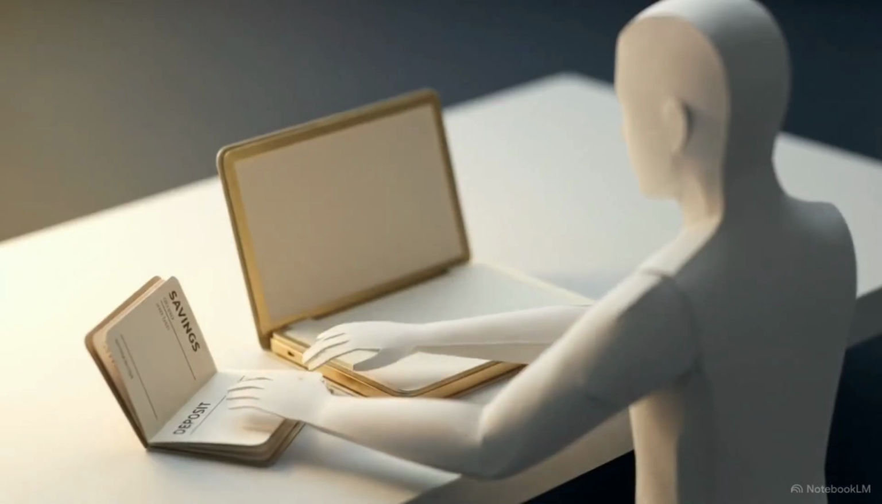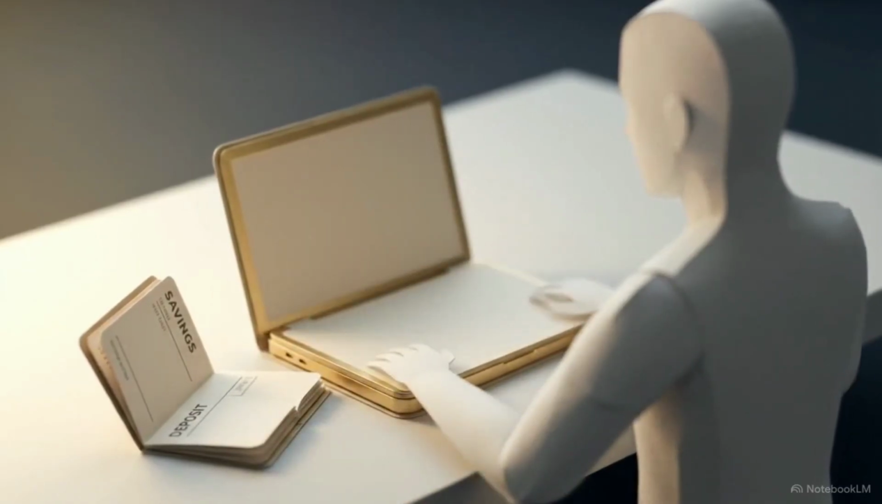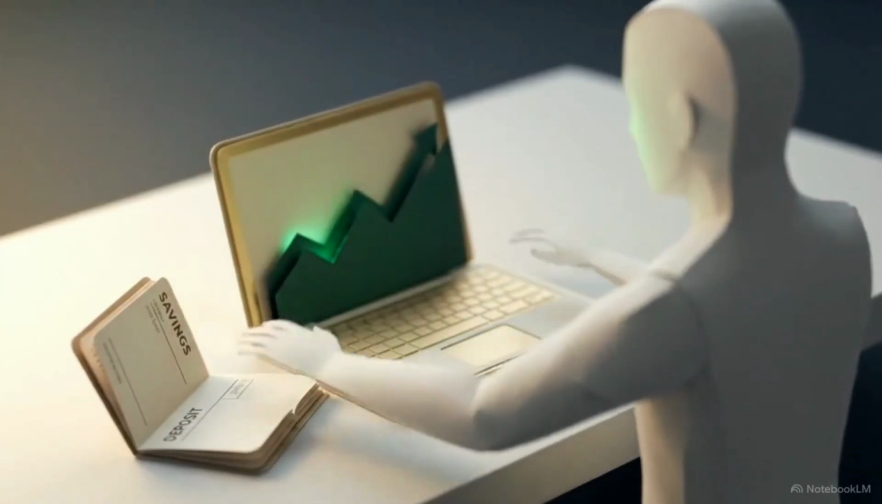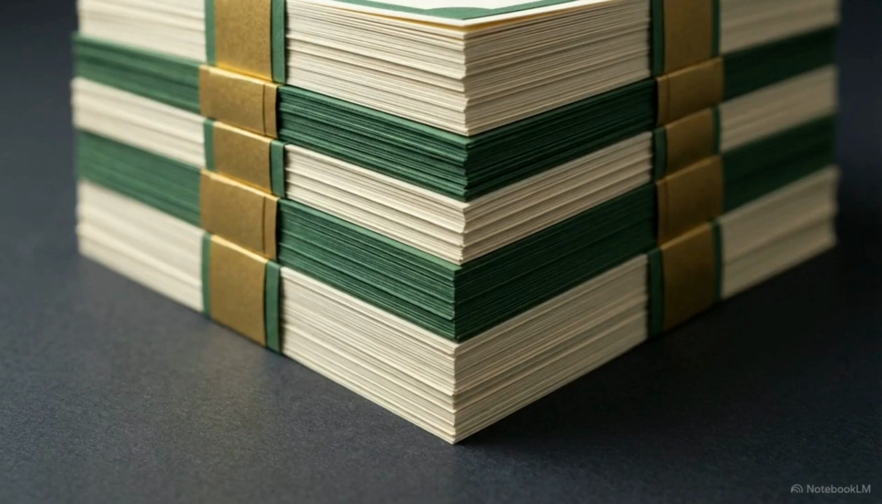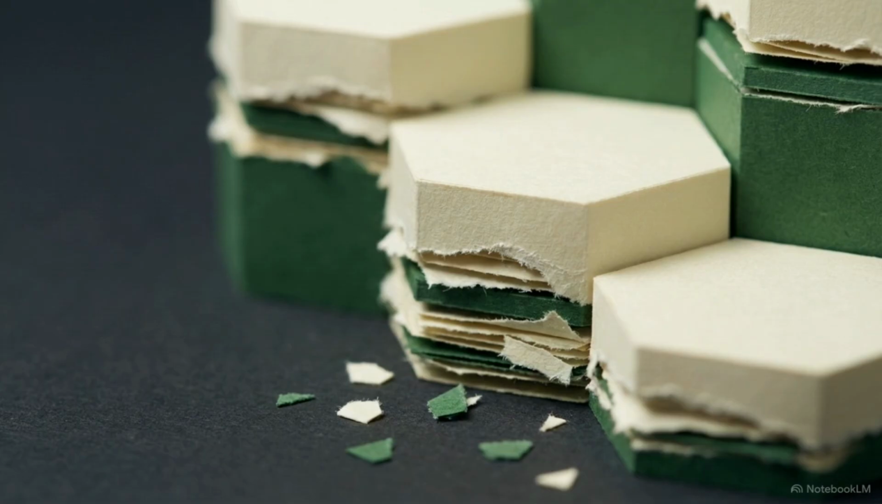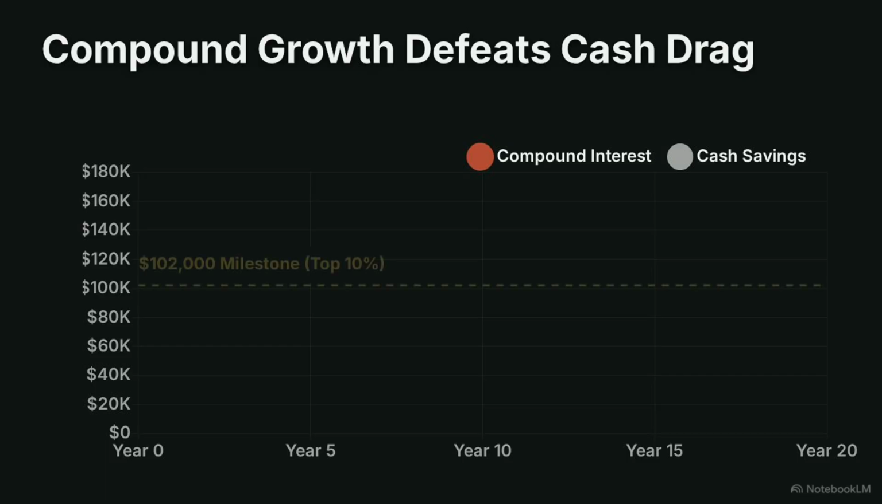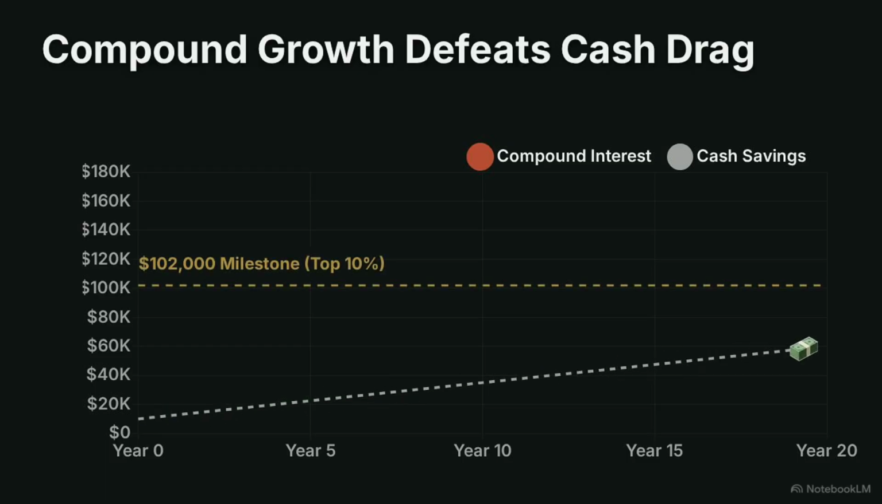Once you aim for the top 10%, your strategy must shift from standard savings towards assets like index funds or retirement accounts. Holding $100,000 entirely in cash creates a risk, as inflation steadily erodes the purchasing power of those savings over time. This comparison shows the difference. While cash accounts struggle to keep pace, compound interest exponentially accelerates your growth toward that $102,000 mark.